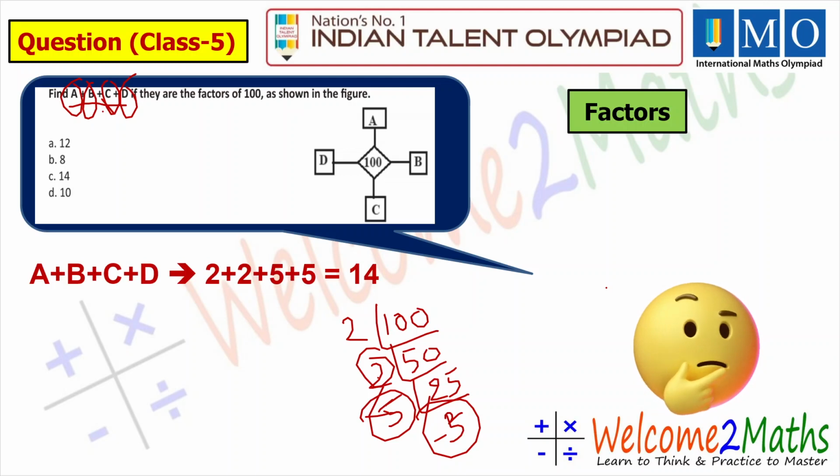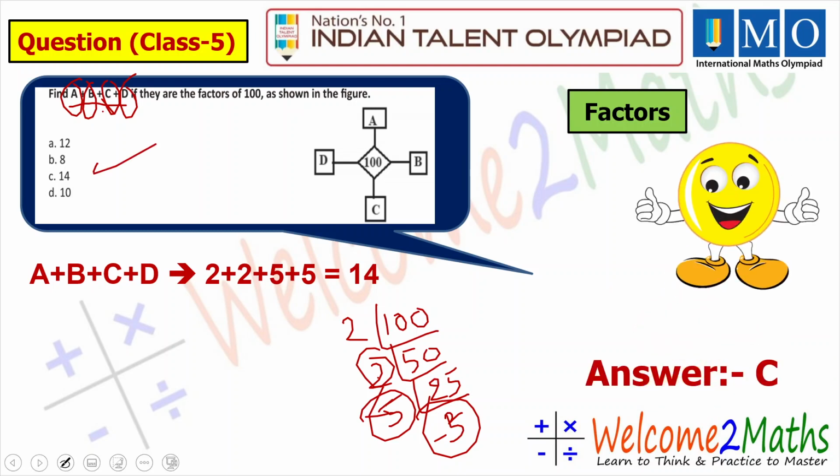So it's 2 plus 2 plus 5 plus 5, and it's 14. Okay, so this is our answer. Now which one is the correct? You see A, B, C, D, in the C option we have 14. So option C is the right one. We got our answer. Now let's move on.